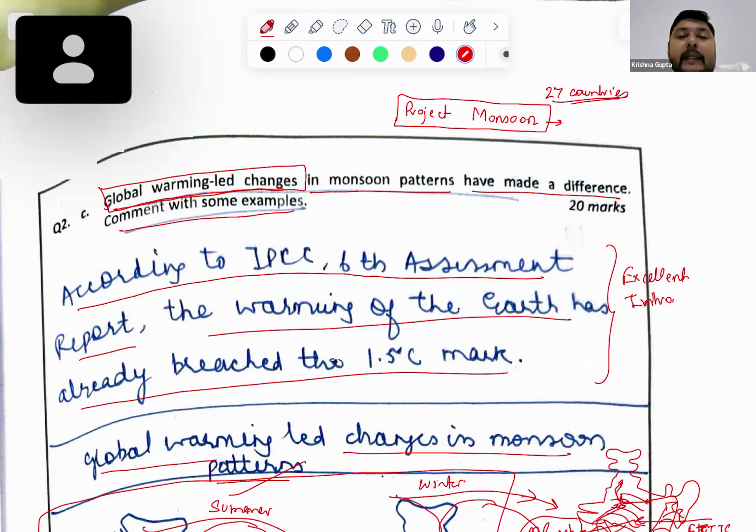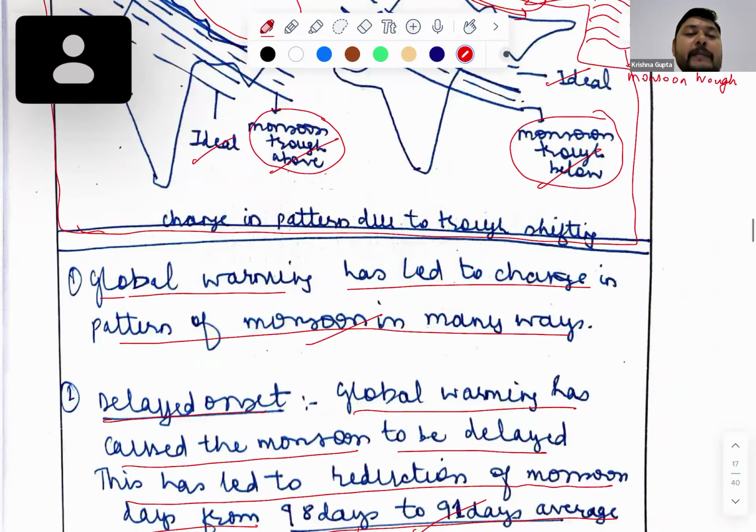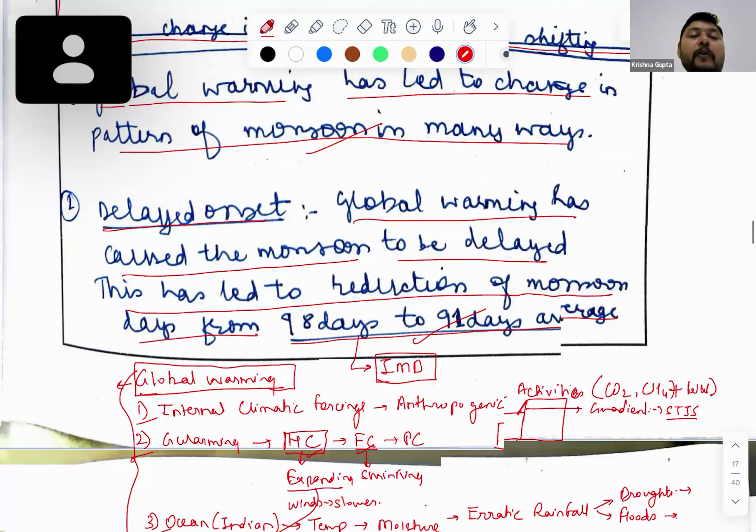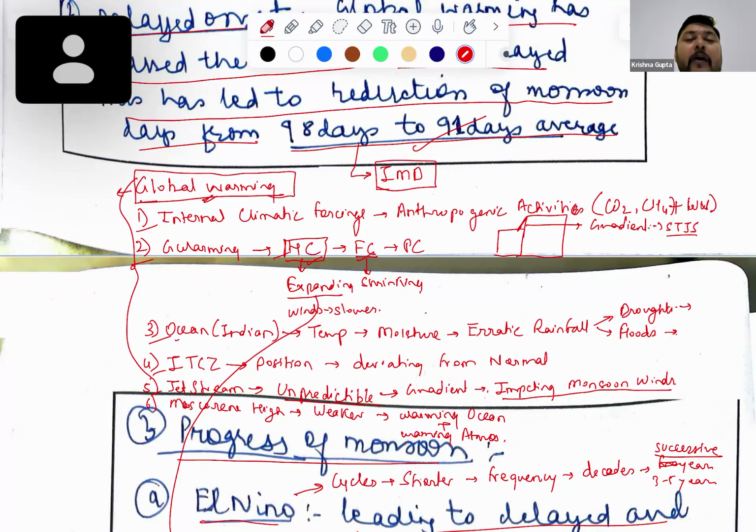Then we need to add everything from the perspective of global warming. How global warming is impacting the ocean, the atmospheric circulation, the climatic forces, the ITCZ, the jet stream, and the Mascarene high. So this is the format we need to follow if some specific keyword is specified.